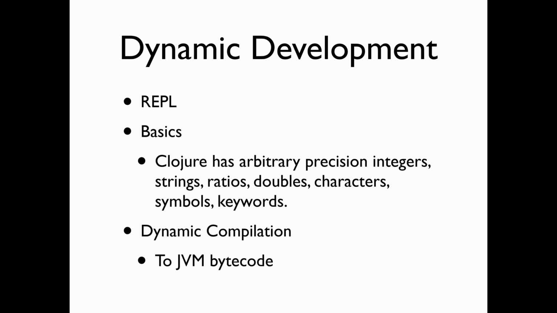Clojure has all the basic literals for arbitrary precision integers, strings, ratios, doubles, characters, symbols, keywords. Some of them are a little different from Common Lisp, like keywords aren't symbols, and little things like that. But the basics are there. In particular, what Clojure has, which is pretty much unique to it, Kawa has it, is dynamic compilation to bytecode. So when you're in the REPL, it's not interpreted. There's no interpreter in Clojure.